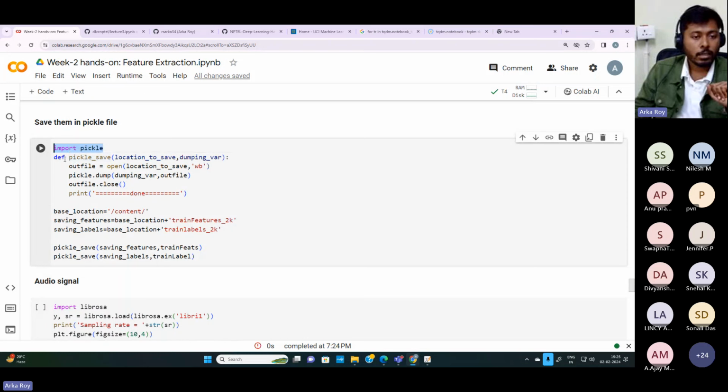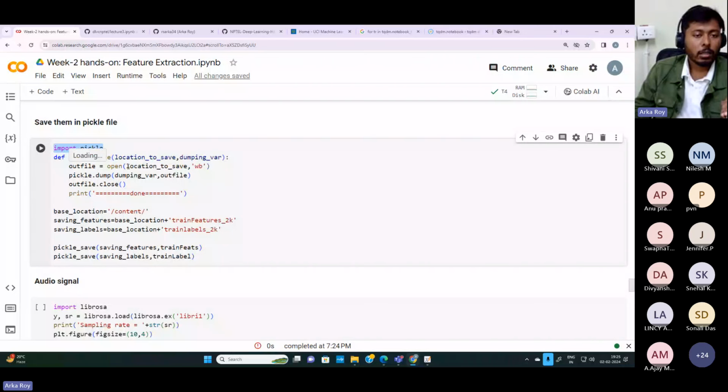So over here, this is the definition. I have named the function as pickle save. So you need 2 arguments for that. So the first argument is where do you want to save the data? So location to save, and the variable that you want to save.